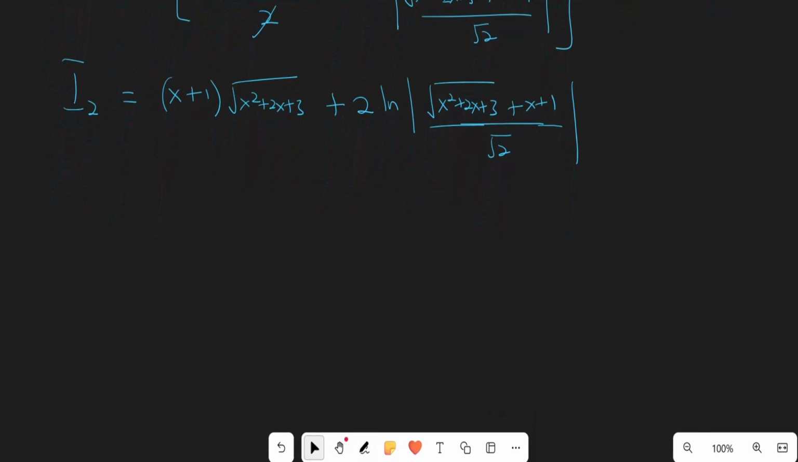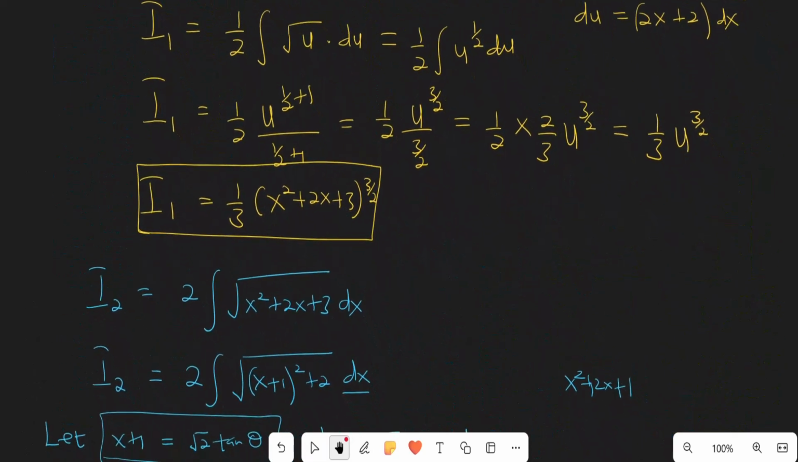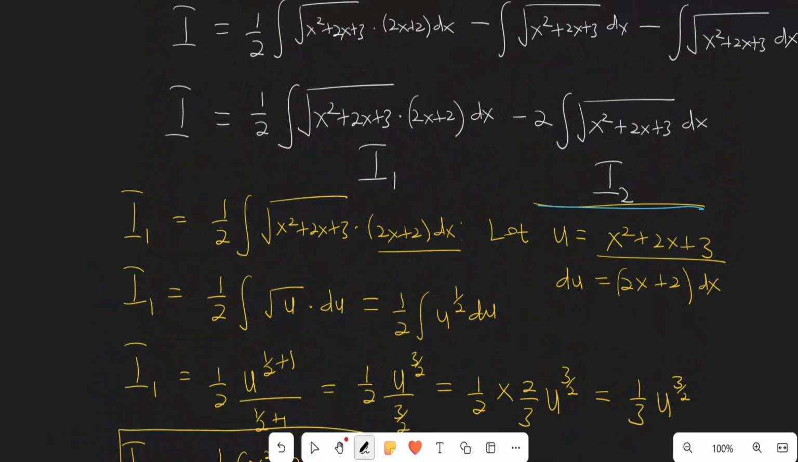And now we can wrap up the integral. Our integral I is integral I1 minus integral I2. So that is, if you go to the very top, this is I1, and then it was I1 minus I2. That is what we have.